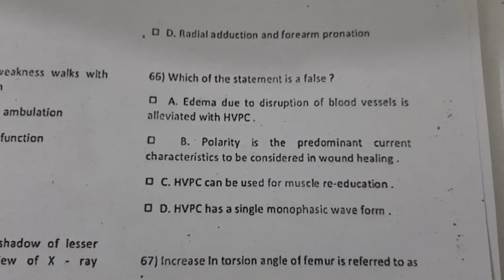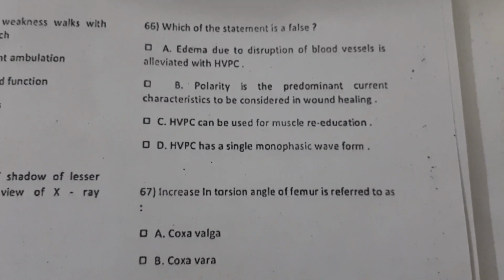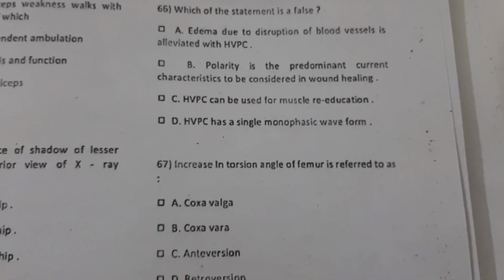Flexion of elbow is associated with inferior glide of ulnar and superior glide of radius. Statement is false. Option D is correct. HVPC has a single monophasic waveform.